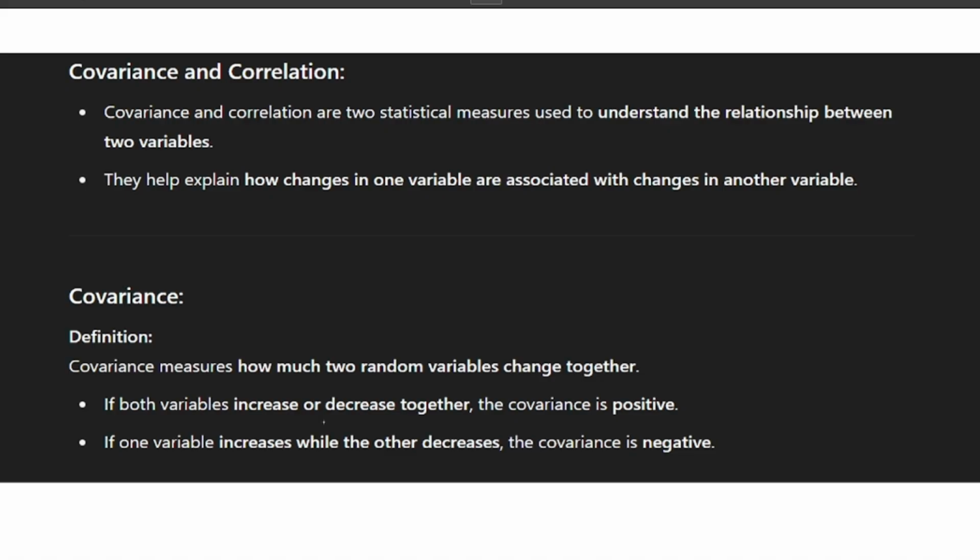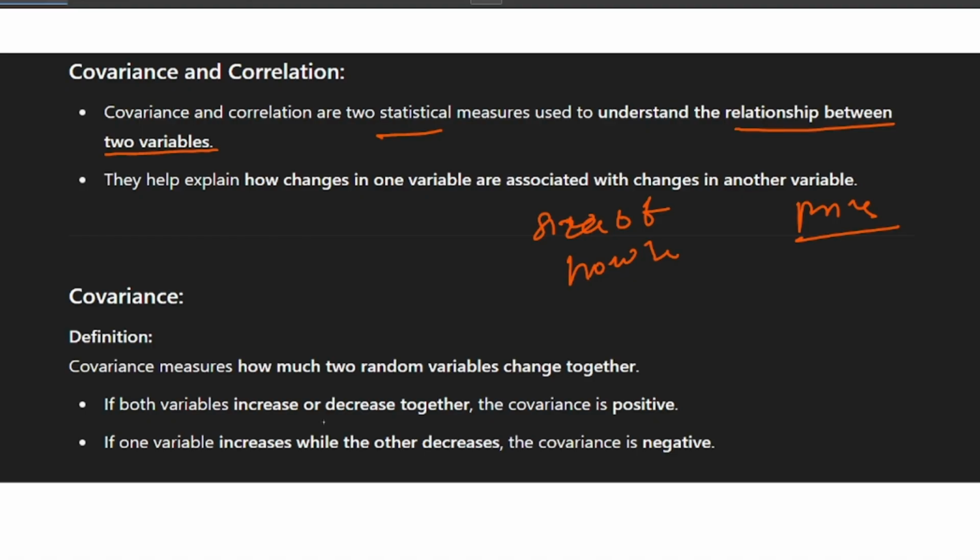Okay. So the first definition: covariance and correlation are two statistical measures used to understand the relationship between two variables. Suppose we have data with two features, and we want to know the relationship between them. For example, data of the size of a house and its price, and we want to know the relationship between the size of the house and the price. Is it negative or positive? For that we read about covariance and correlation.